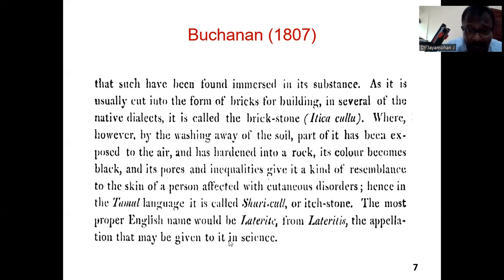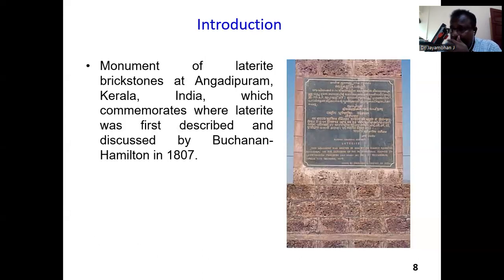In the native Tamil language, it is known as chorikal, meaning some sort of itching stone because of that appearance. Anyway, Buchanan suggests that in English, the most proper name would be laterite. So this nomenclature of laterite was given to this type of material by Buchanan in 1807. And this is a monument in a place called Angadipuram in the Malabar region of Kerala.